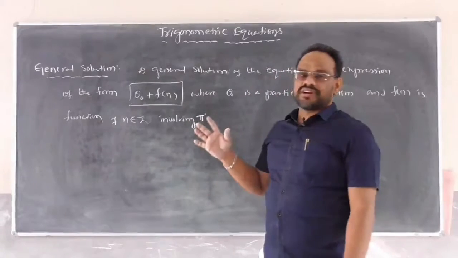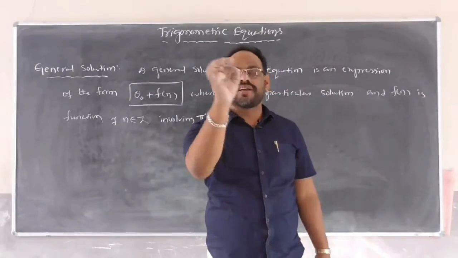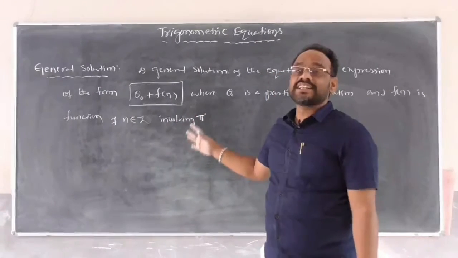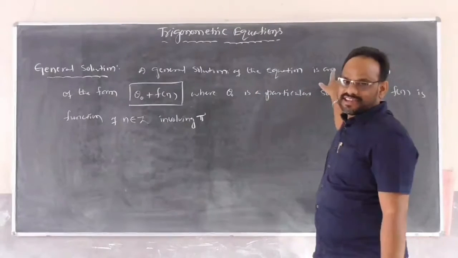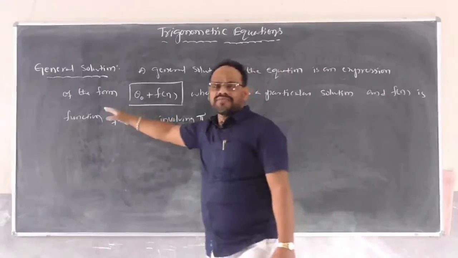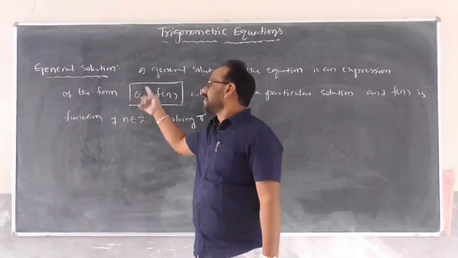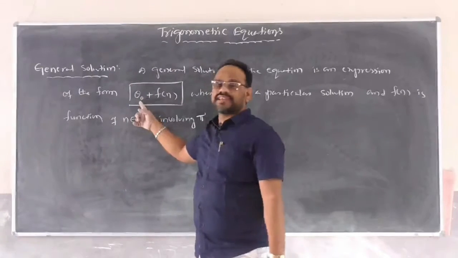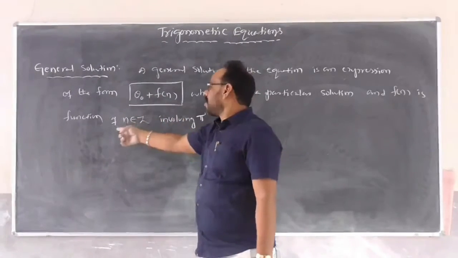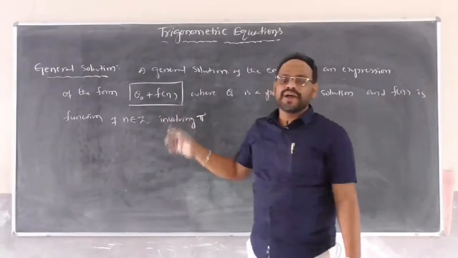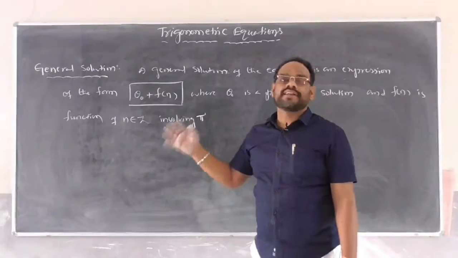Observe here, we already discussed that a solution means theta is any number that satisfies the given trigonometric equation. But here we discuss the general solution. A general solution of the equation is an expression of the form theta naught plus f of n. Clearly, theta naught is a particular solution, and f of n is a function of n, where n belongs to z, involving pi. This is called the general solution of the given trigonometric equation.